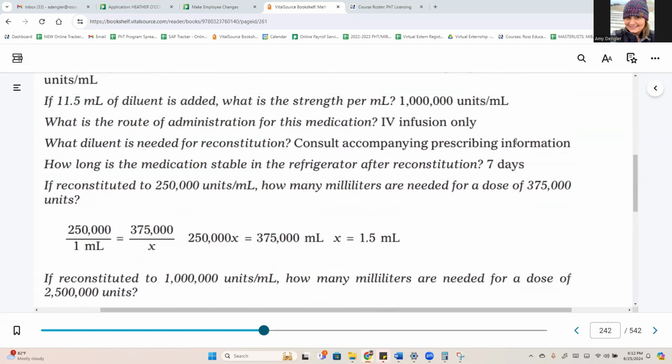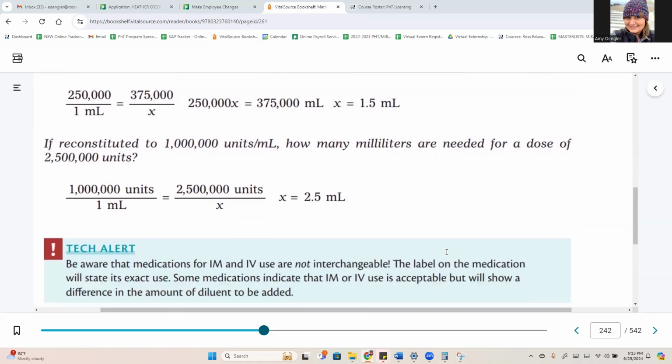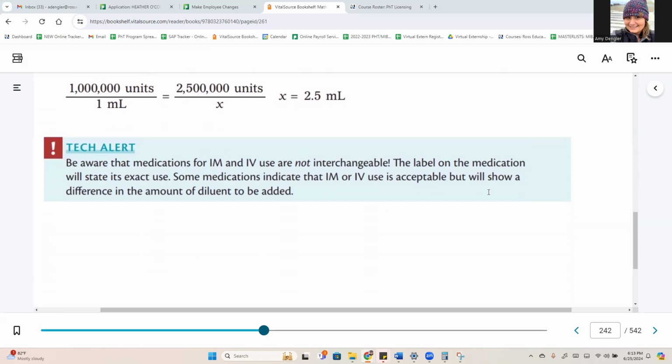And then the next part wants to know if we reconstituted to 250,000 units per ml, how many milliliters are needed for a dose of 375,000 units. Looking at this example, I've done what I've done in all the other problems, taking the strength of the medication, which is 250,000 units per ml. I always write out 1 ml, I don't just leave ml, because it's a little hard for my brain to understand. Then you place the strength that you need, the 375,000 units, on the other side, and solve for X like we've done in all the other problems. The next part asks, if we did it to 1 million units per ml, how many milliliters would we need? That would be 2.5 ml, figuring that out the same way.